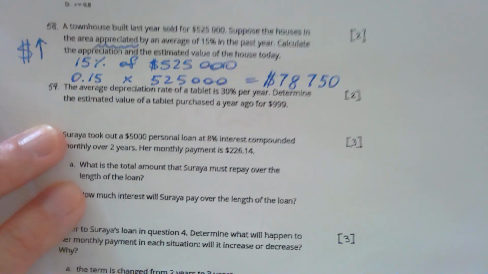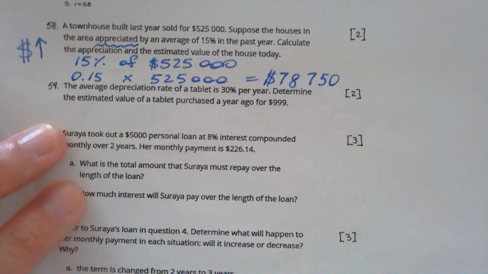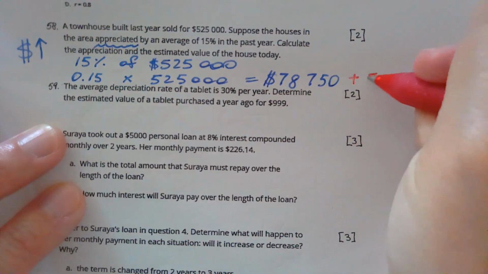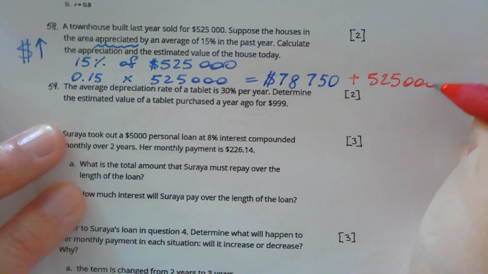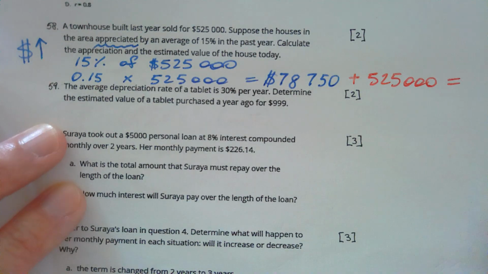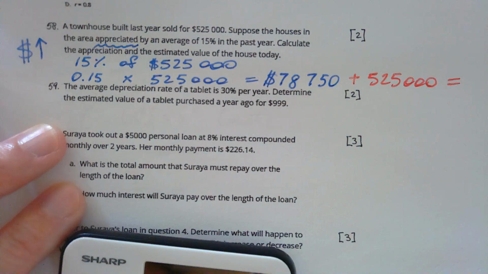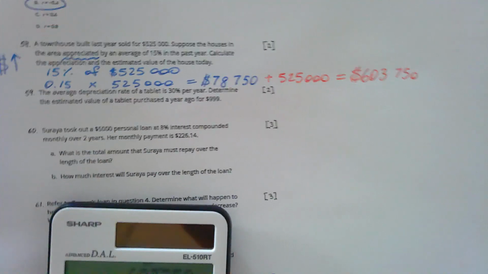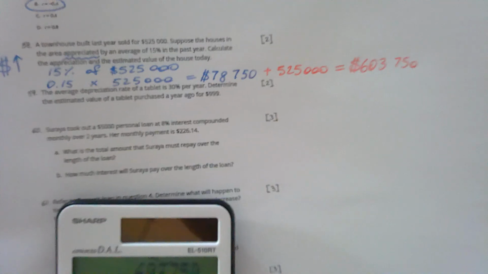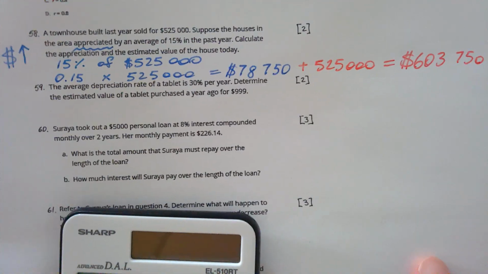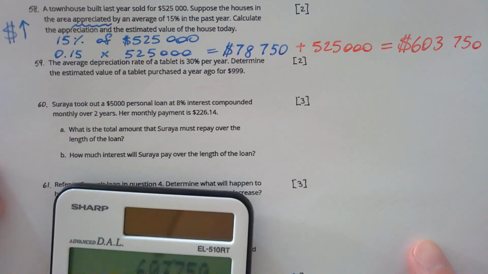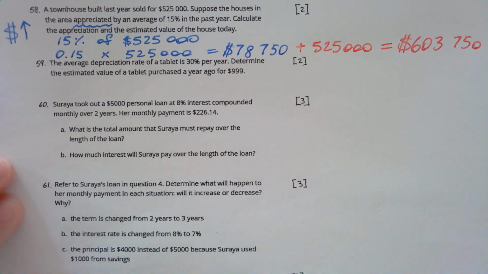Where's my red pen? Why did I put it away? Okay, plus 525,000. That means the house is now worth $603,750. Does that make sense? Yeah, in reality, that does make sense, and so that's why everybody is investing in real estate.